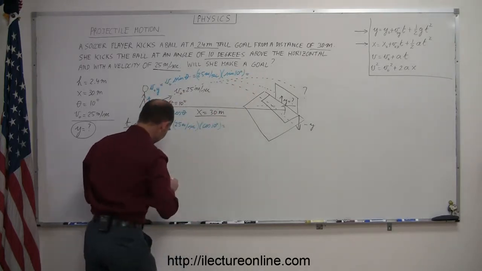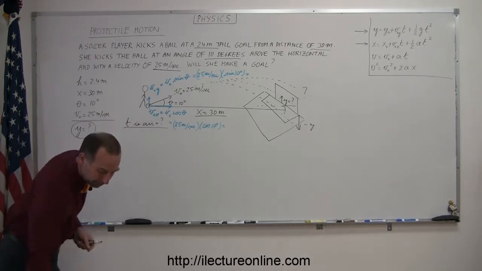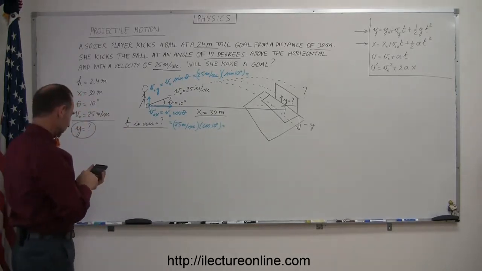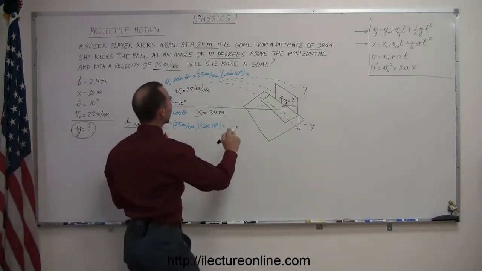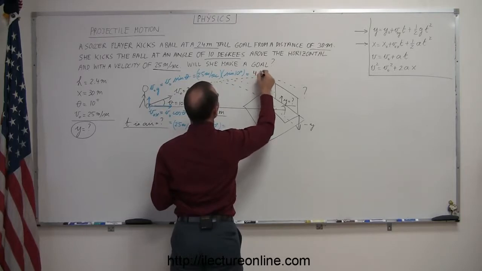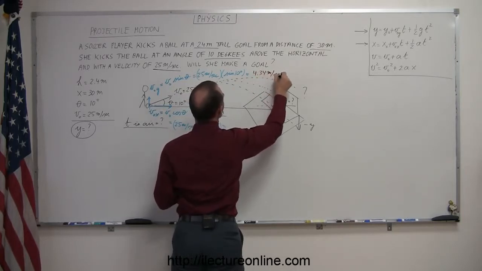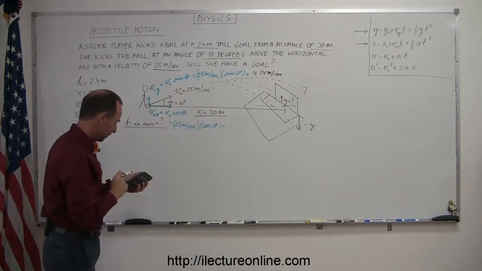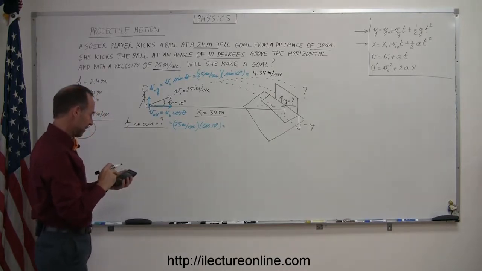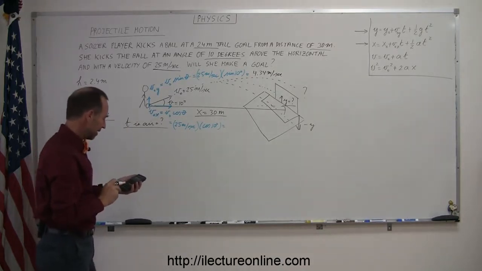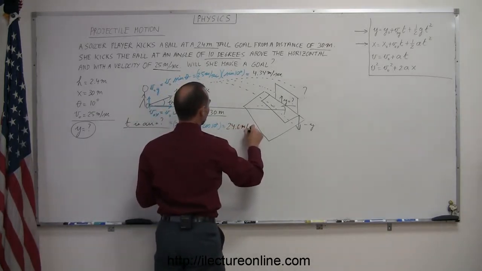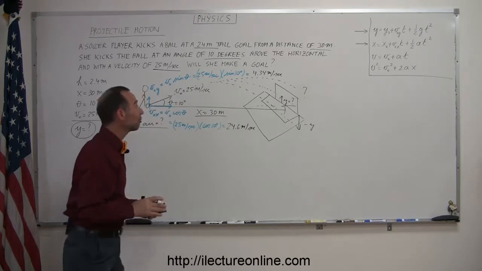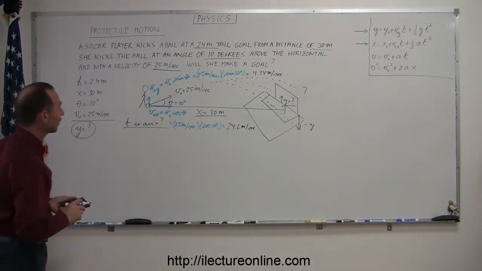Then if we grab our calculator, we can figure out what these are. 25 times the sine of 10 is 4.34 meters per second in the vertical direction. And over here, we take the cosine of 10, times 25, and that's 24.6 meters per second. So now at least we've got the initial vertical and horizontal components of the velocity.